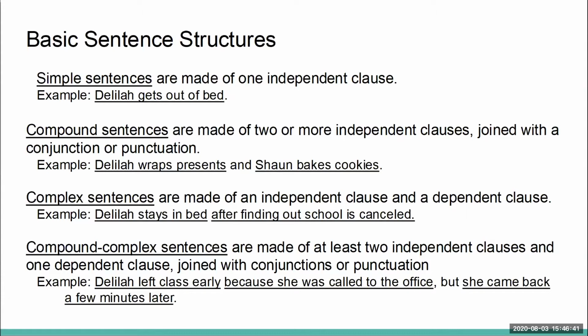Because she was called to the office is the dependent clause because we need more information than is available in this section. But is used to join together the independent and dependent clauses.